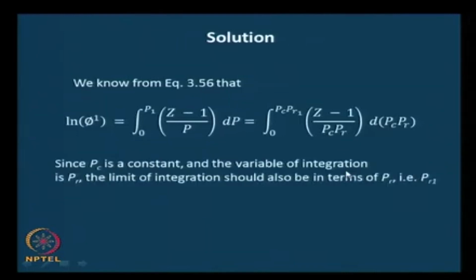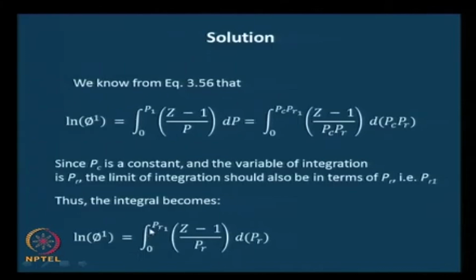And now since Pc is a constant and the variable of integration is Pr, the limit of integration should also be in terms of Pr. That makes sense because you have this in terms of dPr. If we do that, it goes from 0 to Pr1, and ln of phi1 becomes the integral from 0 to Pr1 of (Z minus 1) by Pr dPr. It's quite straightforward, with no major complications in converting this expression from the actual quantities to reduced variables.